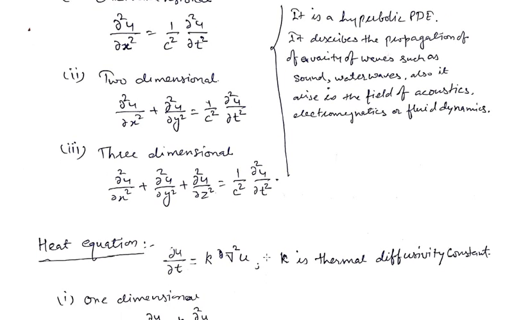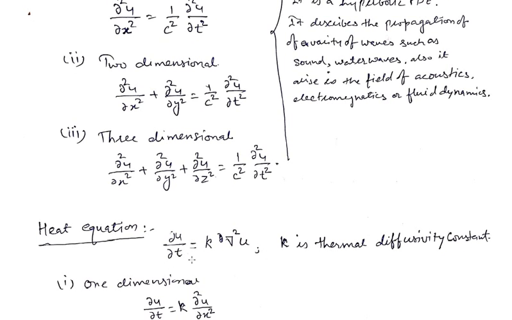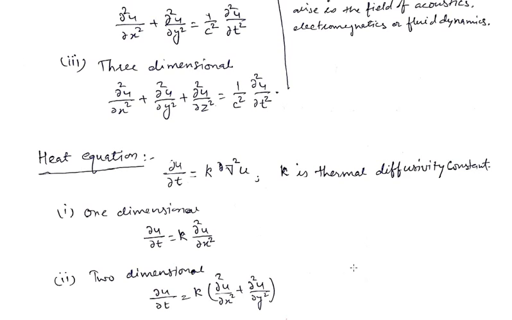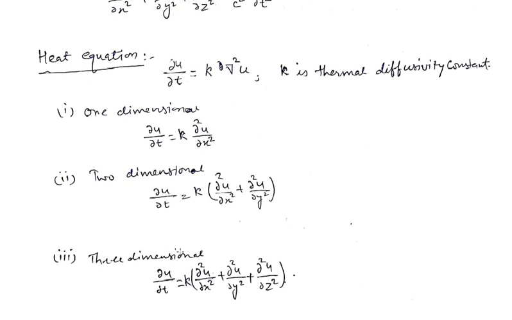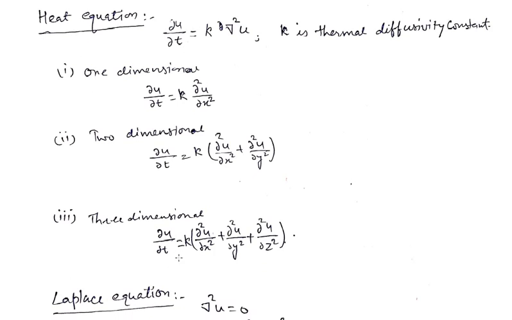Second, the general heat equation is given by del u upon del t equals k del 2u. Here k is again a constant. It's known as the thermal diffusivity constant. So in one-dimensional space, the heat equation is given by del u upon del t equals k times del 2u upon del x square. Similarly in three dimensions, it's del u upon del t equals k times del 2u upon del x square plus del 2u upon del y square plus del 2u upon del z square.